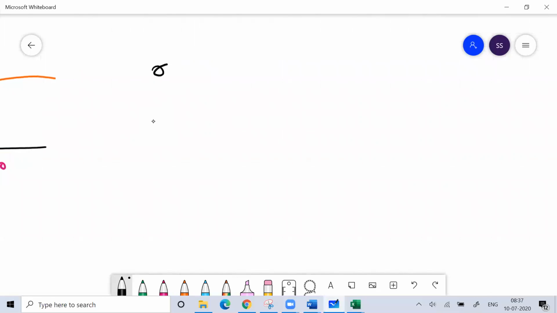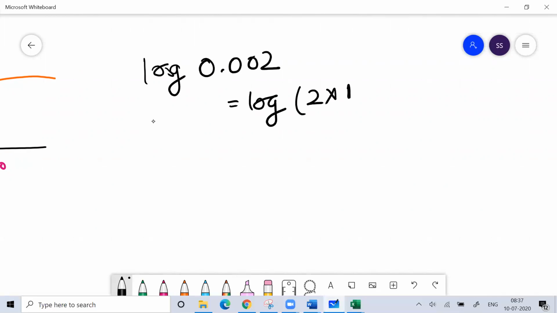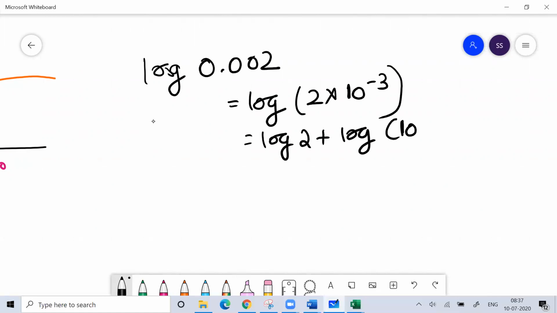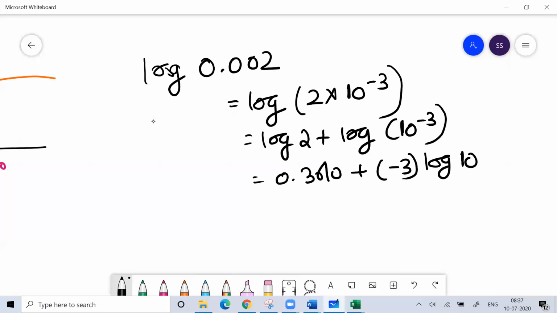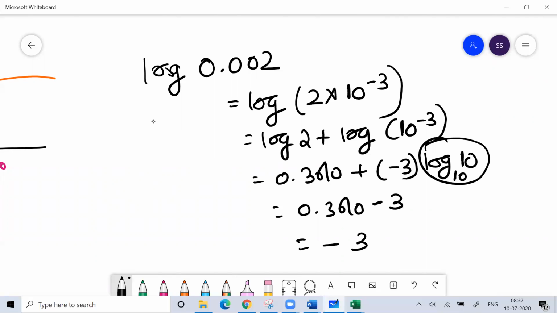If I ask you what is log of 0.002, you can write this as 2 into 10 to the power minus 3. So this means log 2 plus log of 10 to the power minus 3. Log 2 is 0.3010. This is minus 3 log 10, and you know that log 10 is 1. So this will give you minus 3 plus 0.3010.